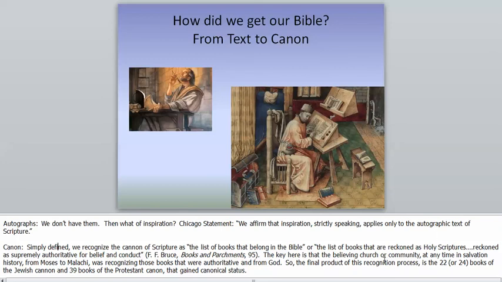And it's important to know that in the history of the canonization of the Old Testament as well as the New, we have the believing community at any given time in history doing that authentication. So from Moses to Malachi, the last of the Old Testament prophets, the church, the believing community, was the one that would recognize which books were authoritative and from God. So the final recognition process gave us the 22 or 24 books of the Jewish canon and the 39 books of the Protestant canon, that is, the canon that we have of the Old Testament.